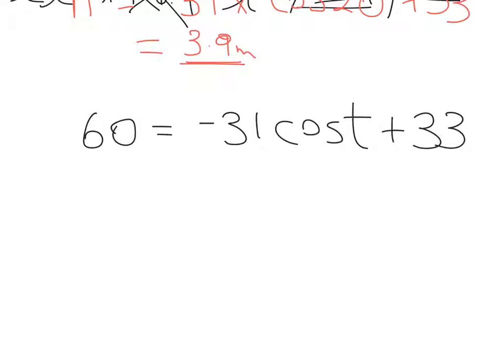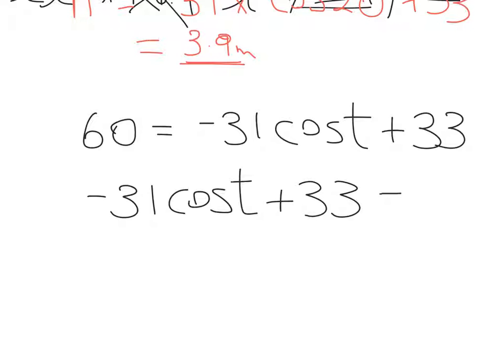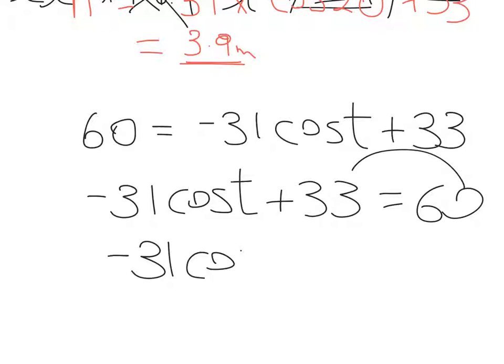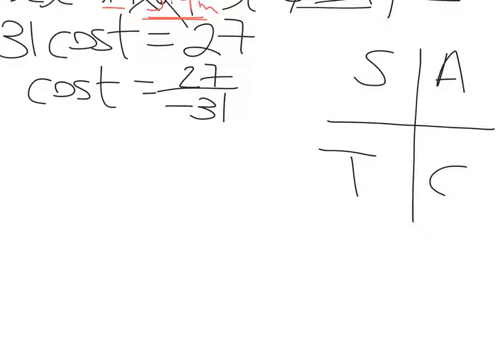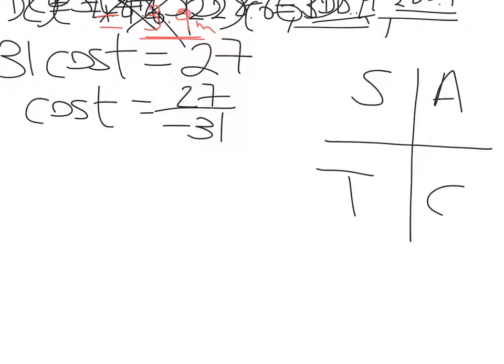Okay, so now we've got a trig equation. So I'm just going to swap the sides to get going. Minus 31 cos t plus 33 is equal to 60. And we're going to bring that across and change its sign to 33. So minus 31 cos t is equal to 60 take away 33, which is 27. I'm then going to divide through by the minus 31. That'll be cos t equals 27 over minus 31. So my routine now is to change the negative result to a positive result. So cos t equals 27 over 31.